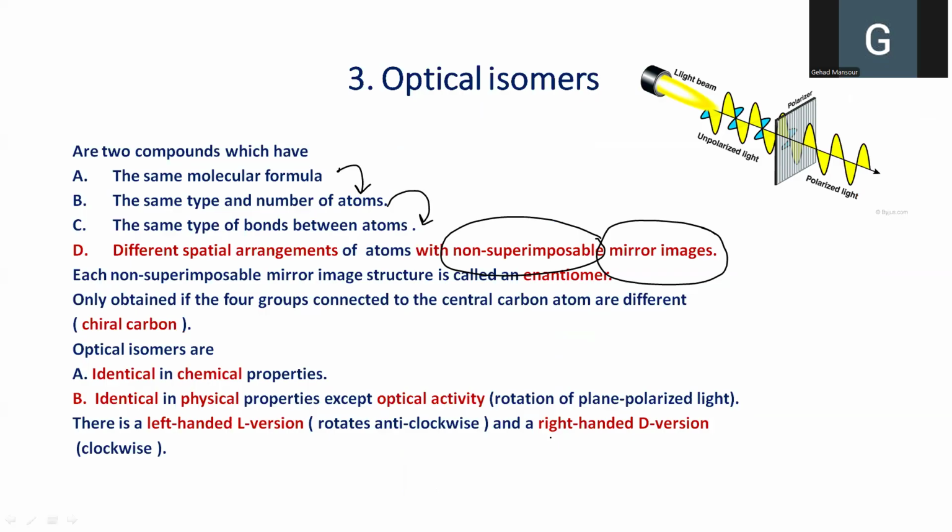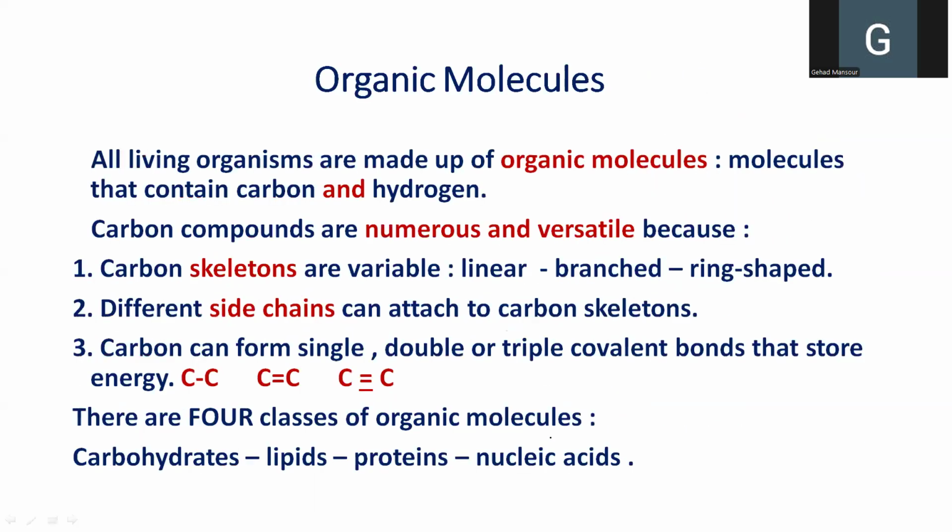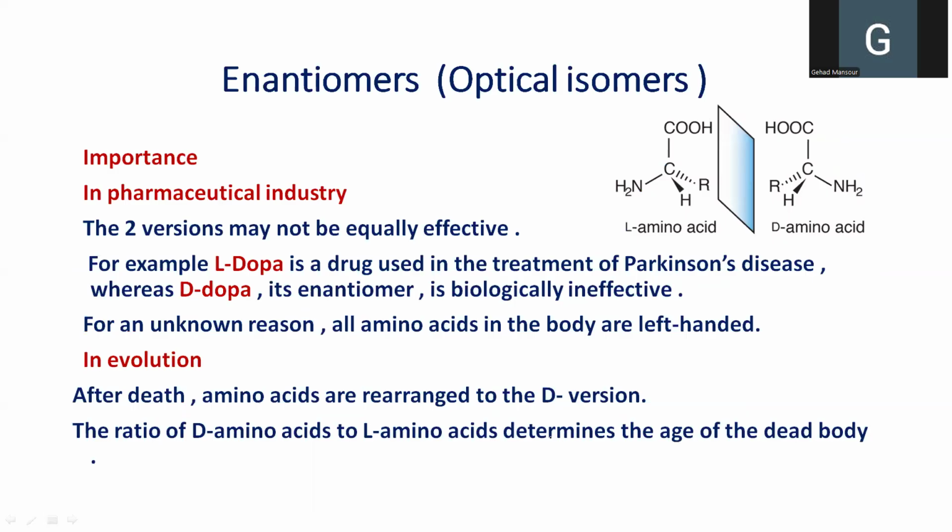So they're identical in chemical properties. They have different optical activity. There is a left-handed version and a right-handed version. Actually, I'm sorry, it's not rotation to the left and rotation to the right, but it is anti-clockwise and clockwise. These optical isomers also have another name, which is enantiomers. So we can see here the enantiomers or the optical isomers.